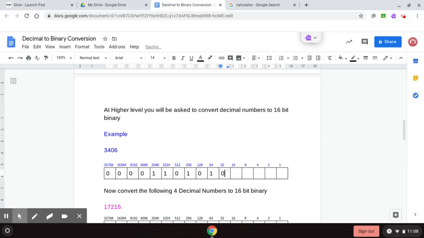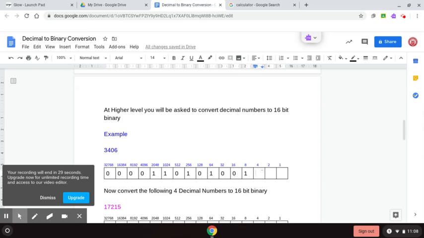14 is smaller than 32. 14 is smaller than 16. 14 is bigger than 8. So if I do 14 minus 8, that gives me 6. Is 6 bigger than 4? It's bigger, put a 1. That leaves me 2. And then I put a 0 in there. Okay, so if you were to add up 2048, 1024, 256, 64, 8, 4, 2 and 1, that would give you 3406.